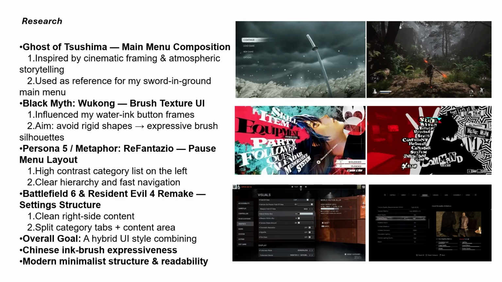I looked at Ghost of Tsushima for its main menu composition and natural landscapes, and I looked at Black Myth Wukong for its ink brush health bars and soft shapes. For the menu layout, I studied Persona 5 and Metaphor, especially their pause menus. And for the settings screens, I studied Battlefield 6 and the Resident Evil 4 remake. This research helped me understand how modern games combine strong art direction with clear readability.